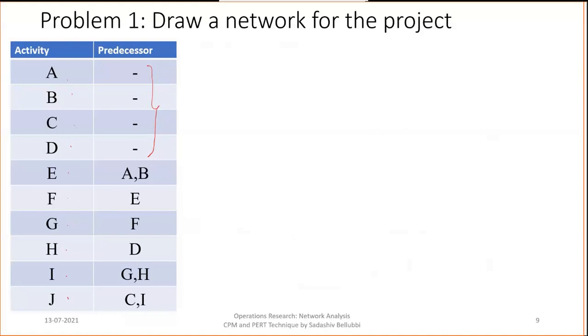After that, if you want to start with the E activity, A and B should be completed. In the previous session, we studied what we mean by predecessor activity, successor activity, concurrent activity and dummy activity. This shows that if you want to start with the E activity, then A and B should be finished. A and B have already started, so A and B should be finished before starting E.